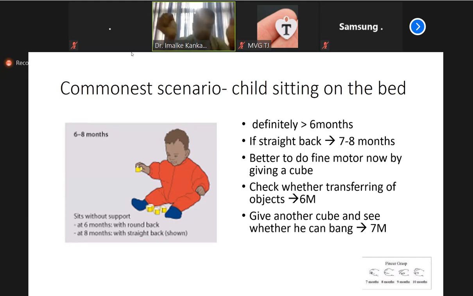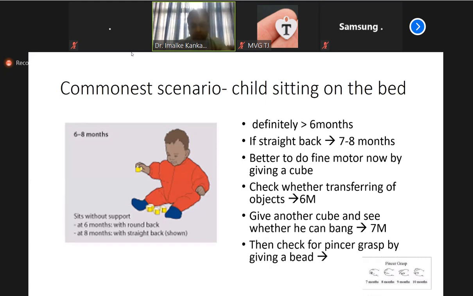Now we know if the child could bang like this, now it's 7 months plus, then our task would be to see the pincer grasp. For that, you can give a small bead. So the first thing is the cube, the second thing is a small bead, right? Do all these things competently rather than just wondering what to do, and don't show your immaturity. You just show the examiner that you have a plan, right?